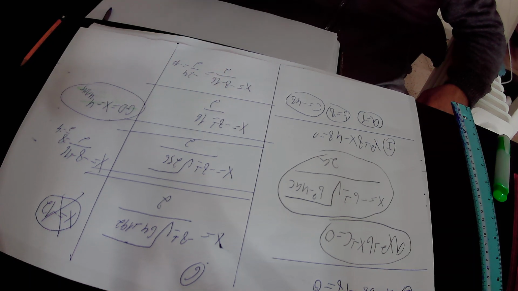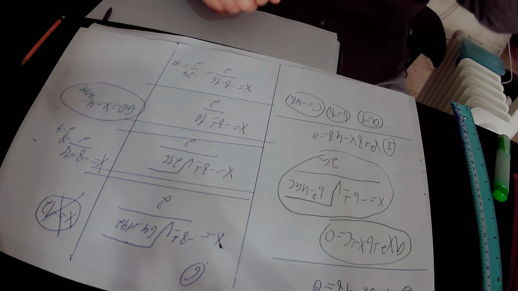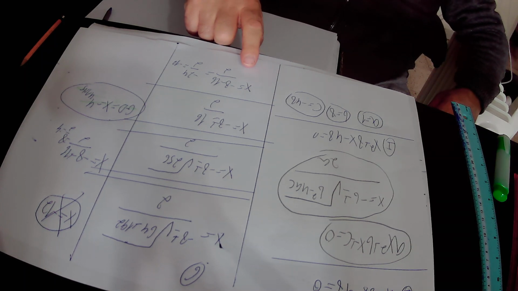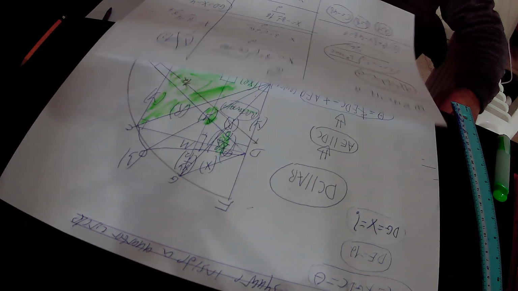So here we will have two possible solutions for x. The first solution for x is that x equals minus 8 minus 16 over 2. Minus 8 minus 16 is minus 24, and minus 24 over 2 is minus 12. So the first solution is x equals minus 12. But x can never be equal to minus 12.